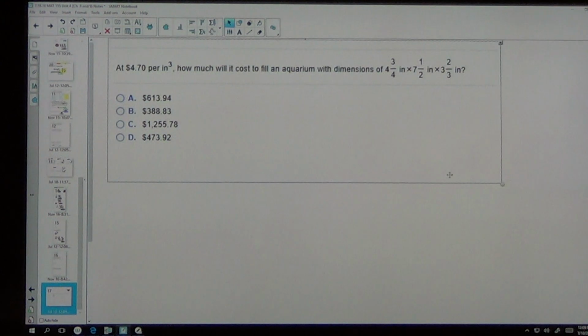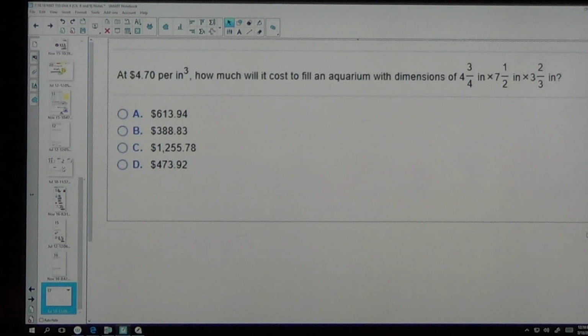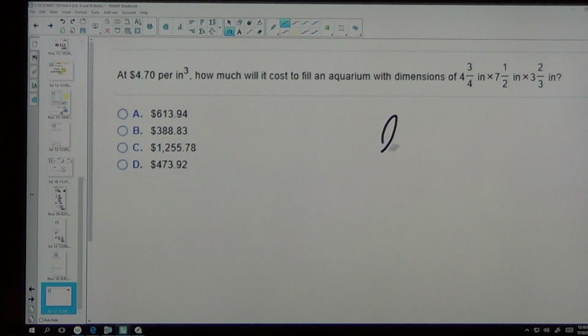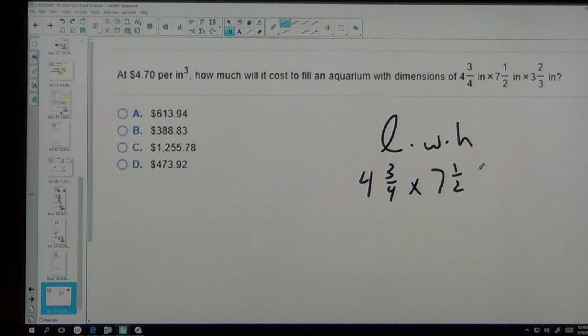Because you've got to check. Okay, if it's an aquarium, what kind of shape is it? It's a rectangle, which means we're going to do length times width times height. So we're going to do 4 3/4 times 7 1/2 times 3 2/3. How much will it cost to fill?